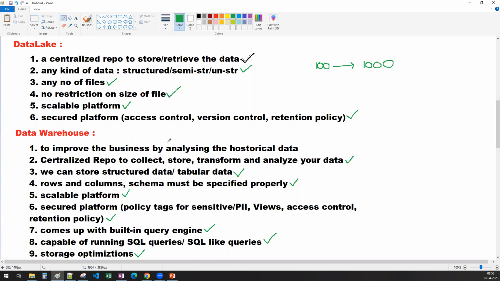But how are you going to analyze it, sir? If I want to analyze the data, I need some query engine. That query engine is capable of running SQL queries, right? So there will be a built-in query engine. With the help of this query engine, we are going to write complex queries on top of it and analyze this data.